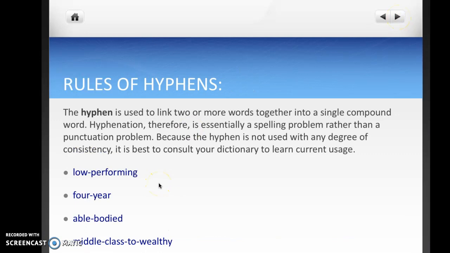Rules of hyphens. So the hyphen is used to link two or more words together into a single compound word. And so here you're looking at words that I actually pulled from Bidwell's article. Low-performing has a hyphen. 4-year, as in 4-year university, is a hyphen. Able-bodied is a term that is used in Gibbs' article. And middle-class-to-wealthy is hyphenated too in Gibbs' article. So these last two are from Gibbs' article. The first two are from Bidwell's article, and they both use hyphens.